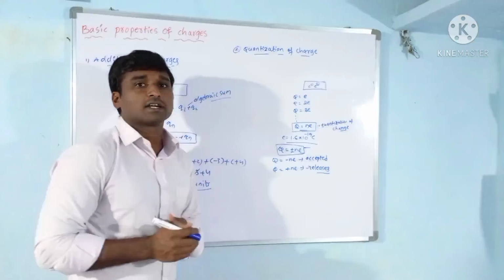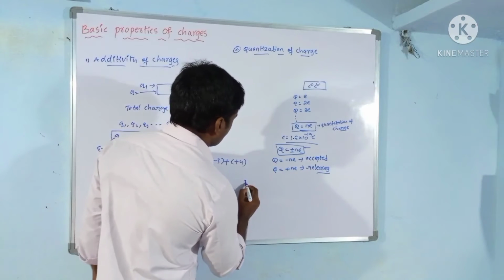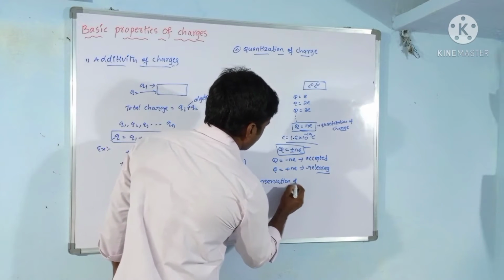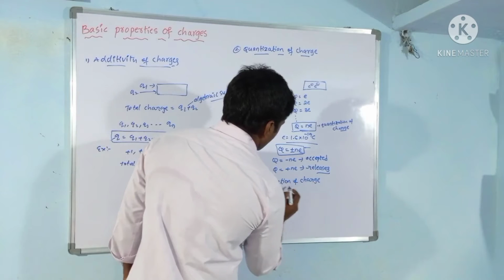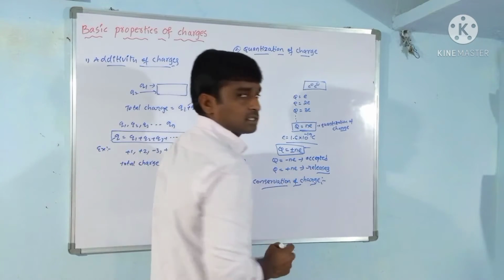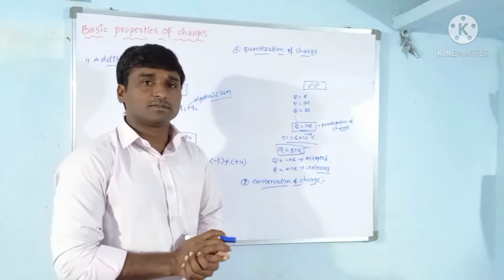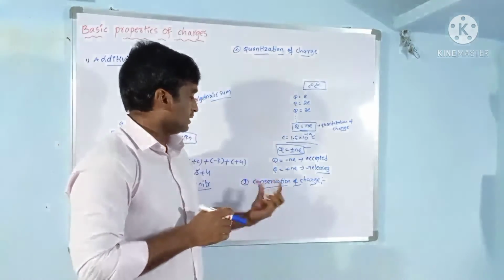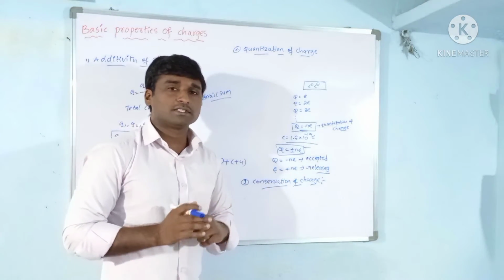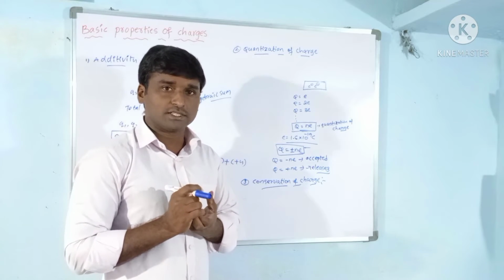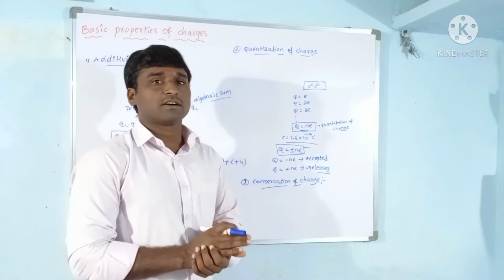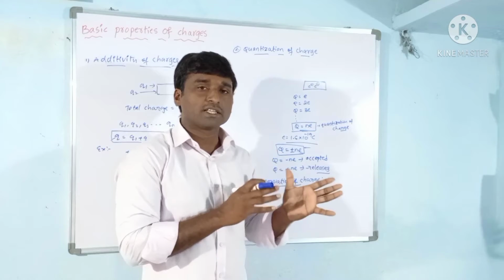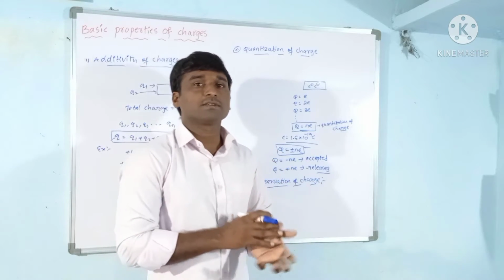Okay, next one is conservation of charge. Third one is conservation of charge. What is the meaning of conservation? Conservation means constant. It should not change. Already we have studied conservation of energy. Conservation of energy means energy is constant in the universe. We cannot destroy or create energy, but we can transfer it from one form to another form. That is conservation of energy.